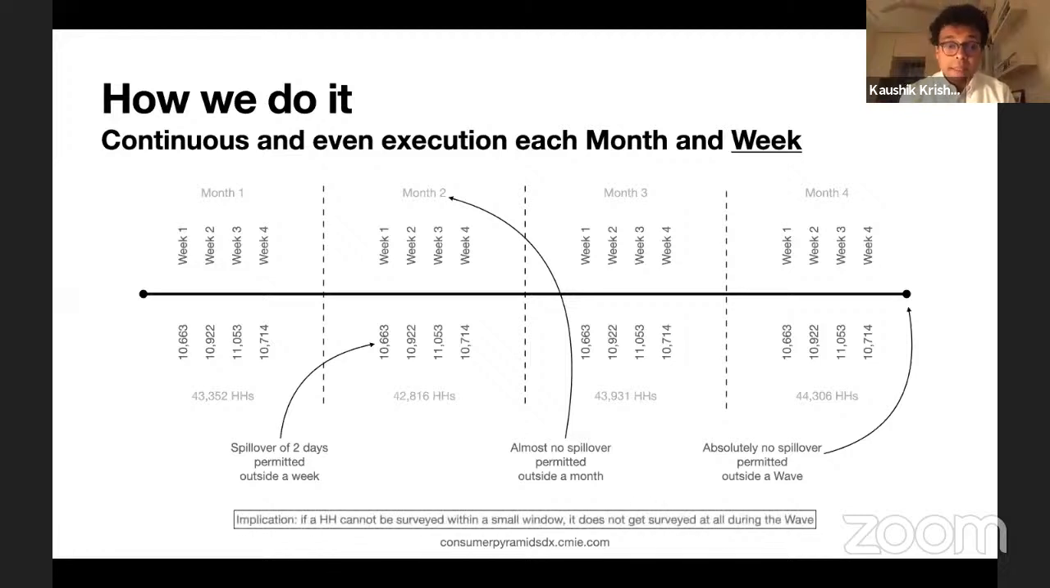So this is the big message here. If a household cannot be surveyed within a small window, it does not get surveyed at all during the wave. And this is a call that we have taken to ensure that continuity and evenness of execution comes before sample size, because the continuity and the evenness is much more important for the ability to produce representative estimates.